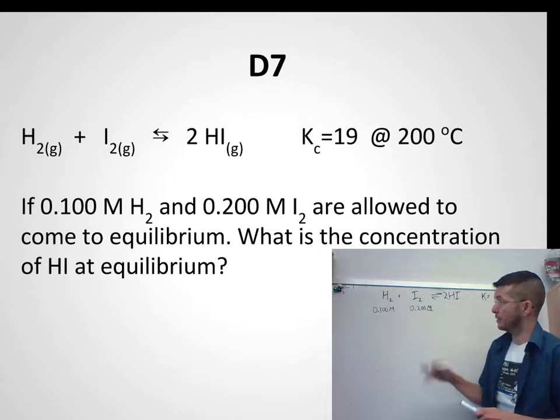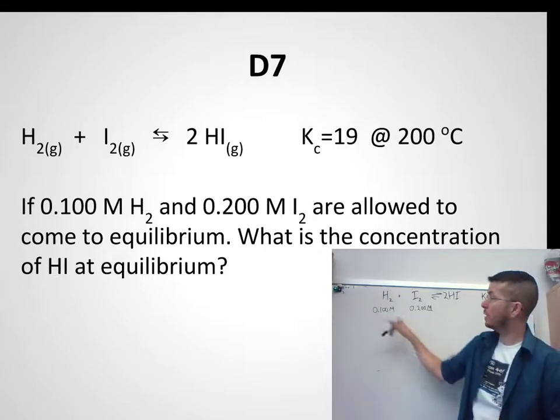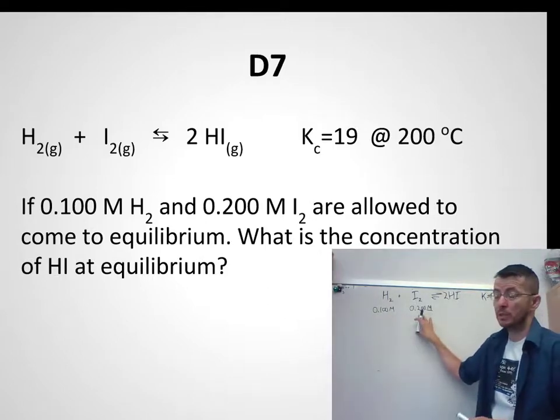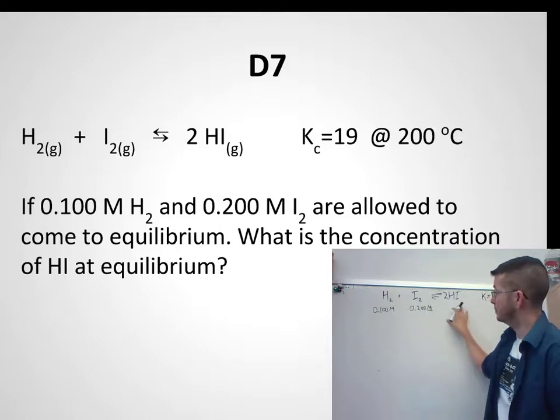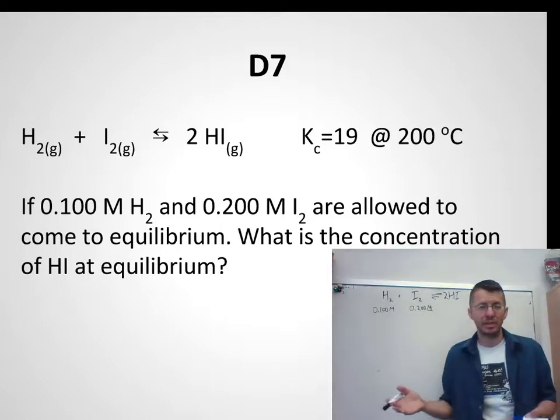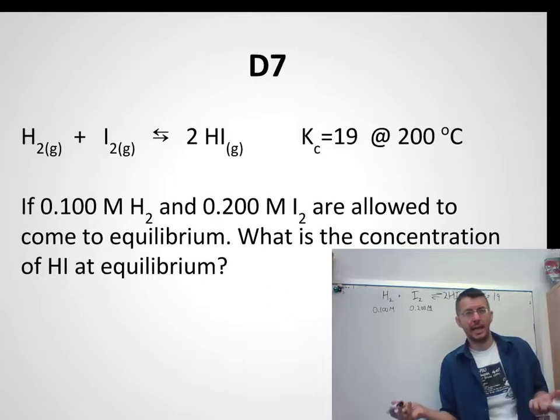So let's take a look at this example. This is the one I did in class. A 0.1 molar solution of H2 and 0.2 molar of I2 makes some HI, and we want to know how much. What is the concentration of HI at equilibrium?